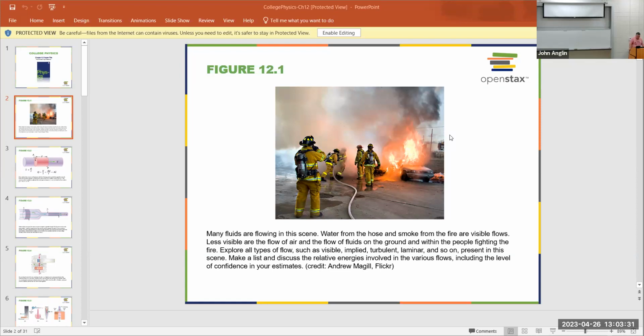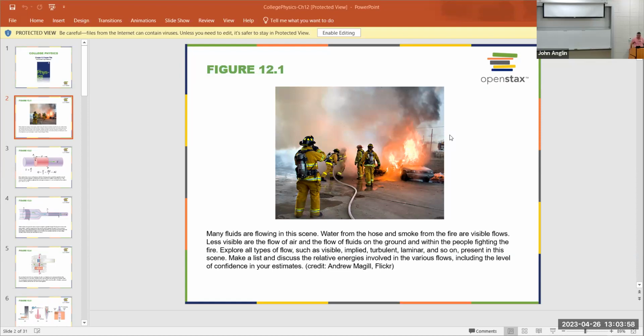So let's talk about fluid dynamics now. Remember, we talked about fluid statics, which is kind of our basic idea of pressures. You've got Pascal's law. That's probably an important one to know, right? Pascal's law says that if you apply pressure to a fluid, the pressure is equal everywhere in that same fluid.